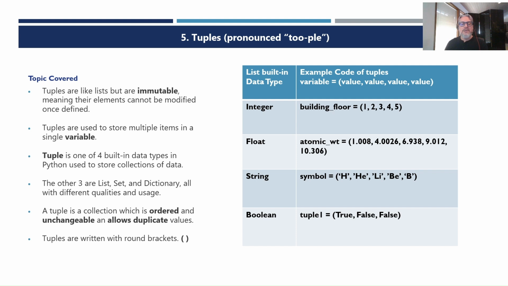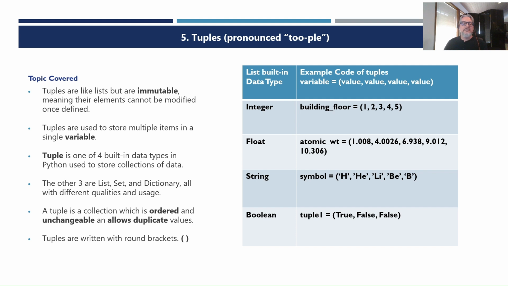And if you see on the screen, there's an example of a string, the third one down. So symbol equals H, HE, LI, BE, or B. Those are things that aren't going to change because H, as you probably guessed, is equal to hydrogen, He is equal to helium, Li is lithium, Be is beryllium, and B is boron from the periodic table. So that is a tuple, and you know it's a tuple because of the parentheses.